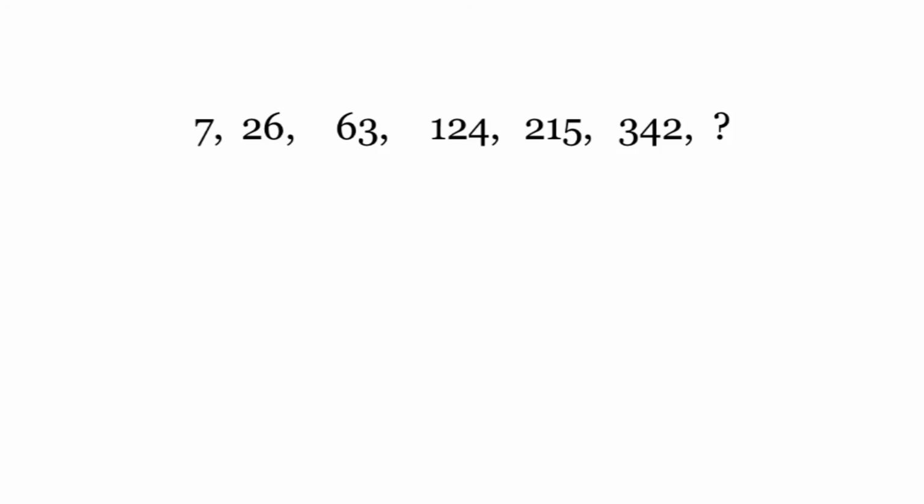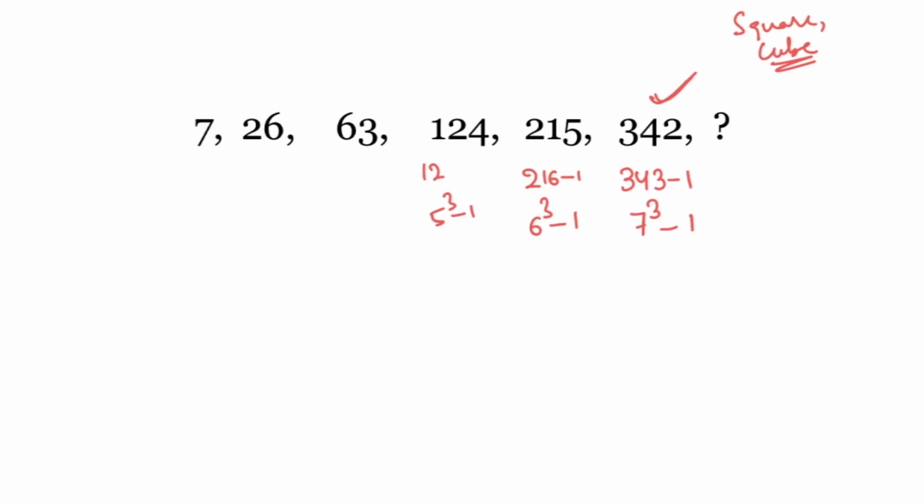start from biggest number, 342. What is the nearest square or cube to 342? 342 is nearby 343, which is 7 cube. So 342 is 343 minus 1, 7 cube minus 1. And 215 is 216 minus 1, which is 6 cube minus 1. And 124 is 5 cube minus 1, 125 minus 1.